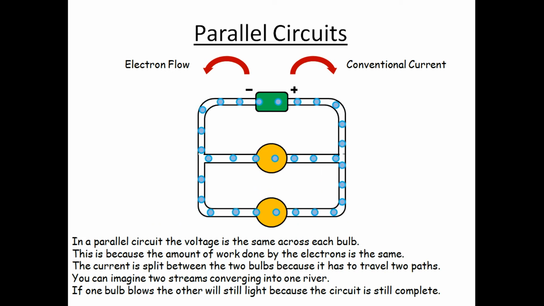In a parallel circuit, the voltage is the same across each bulb. This is because the amount of work done by the electrons is the same. The current is split between the two bulbs because it has to travel two paths. You can imagine two streams converging into one river. If one bulb blows, the other will still light because the circuit is still complete.